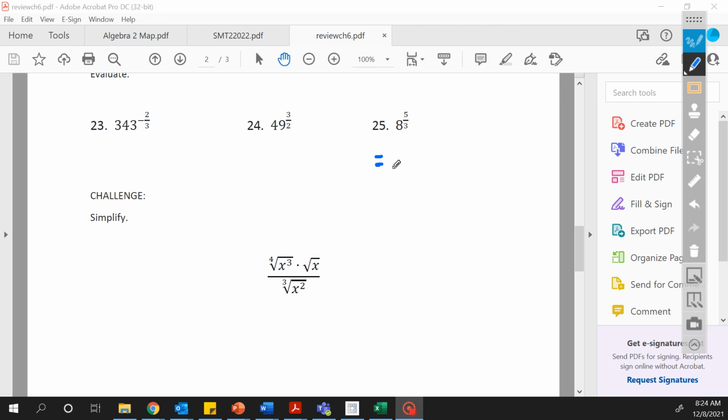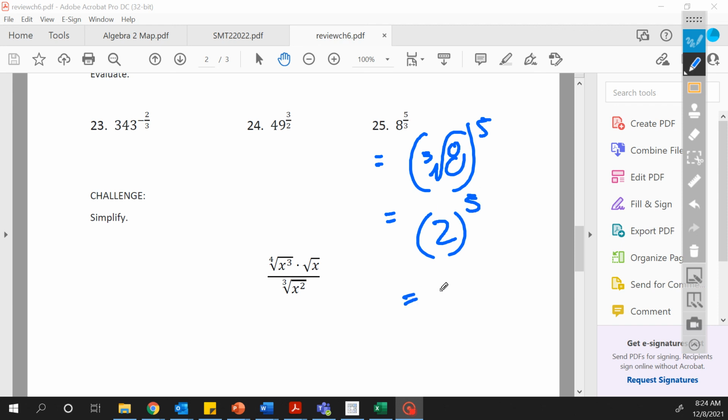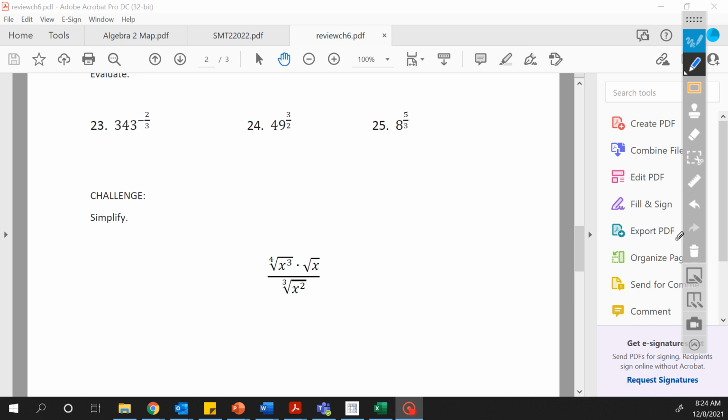And then lastly, we have 8 to the 5/3, so that's the cubed root of 8, that's then raised to the 5th power. So cubed root of 8 is 2, because it's made up of 3 factors of 2, and 2 to the 5th power is 32. And that's all of our problems here.